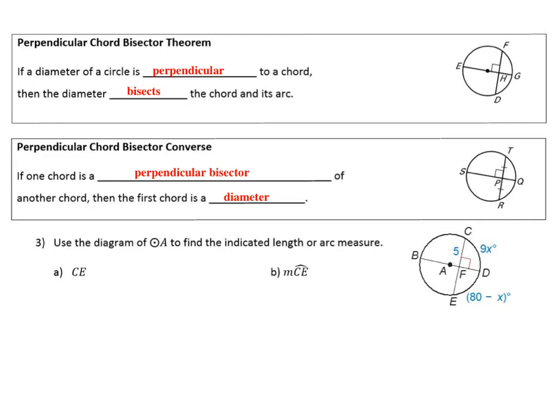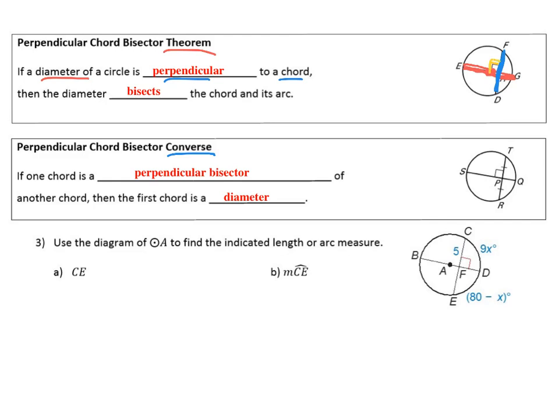The next two theorems from the notes go hand in hand. We have the perpendicular chord bisector theorem, followed by the converse. Now, the perpendicular bisector theorem starts with the diameter of my circle. So we have EG, the diameter, and I know it's the diameter because it's going through the center of my circle. And the thing is that it's perpendicular to a chord. So here's my chord, FD, and they've marked that it's perpendicular because I have the right angle right here.